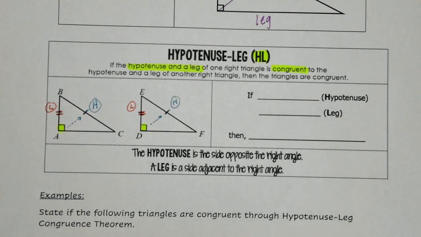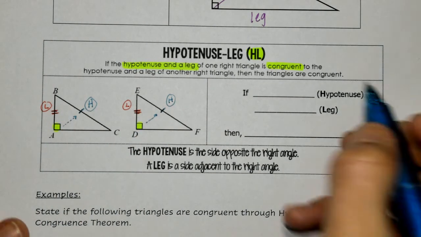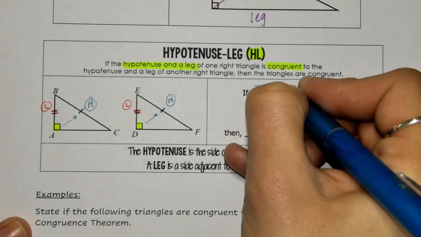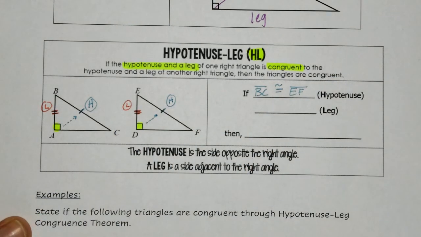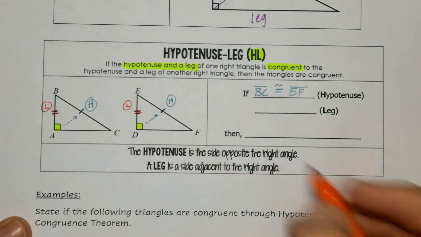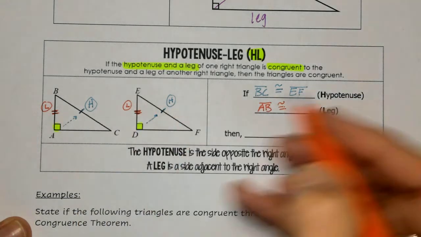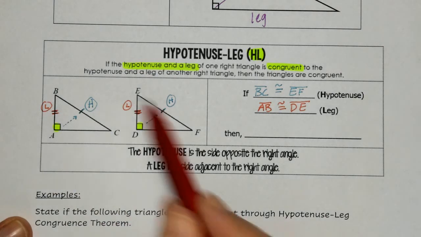This one's easy because you just look for the right triangle, and then just make sure that the side across the right triangle, your hypotenuse, is congruent, and one of the two legs is congruent, marked with the same number of congruency marks. So this states, we'll write in some congruency statements. If our hypotenuse here, segment BC, is congruent to segment EF, and we notice that the leg here, segment AB, is congruent to segment DE, then we can officially state that these two triangles are congruent.